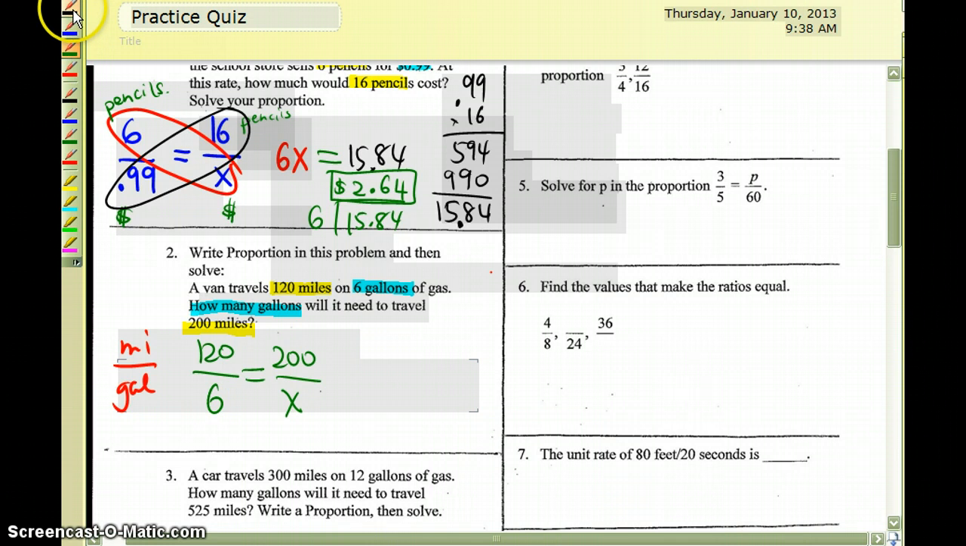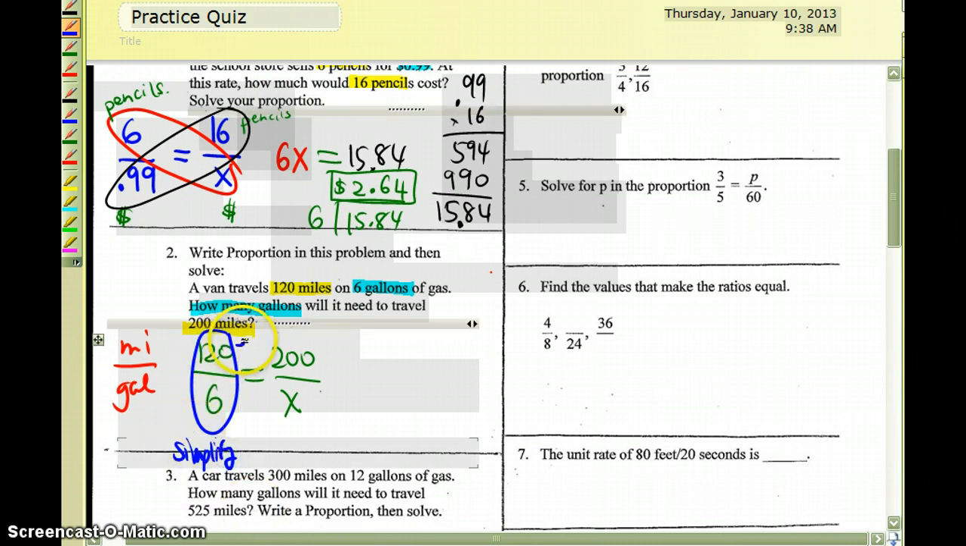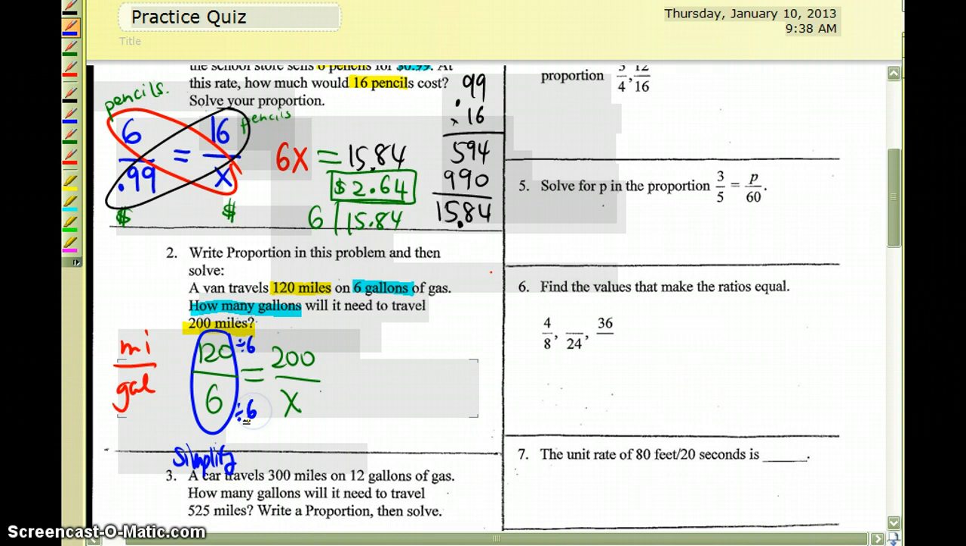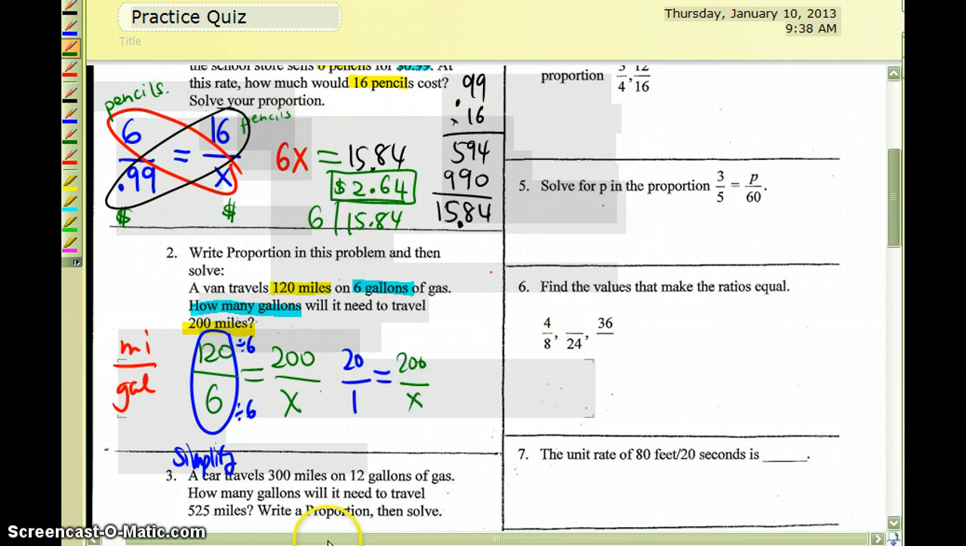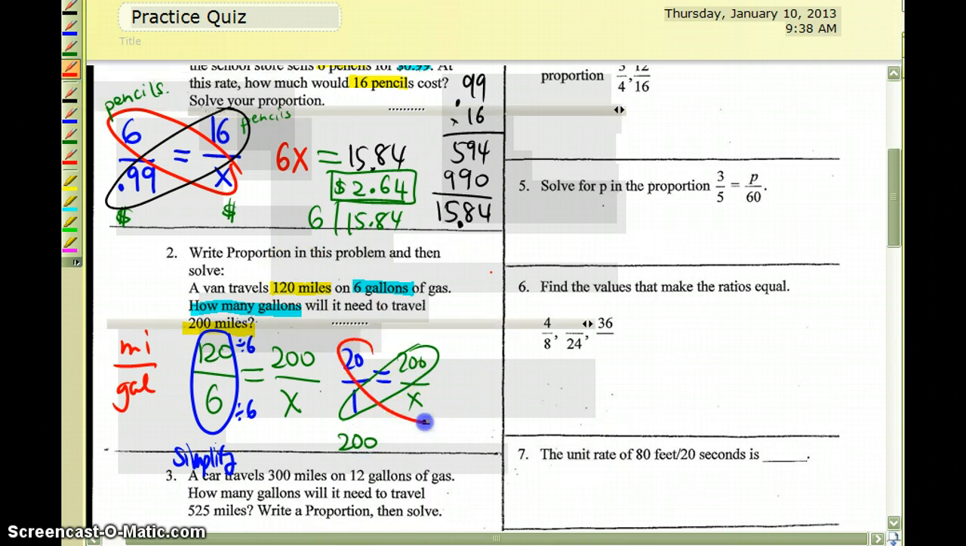From there, I'm going to cross multiply and work out the problem. From right here, though, I do want to simplify this fraction to make the multiplying and dividing easier. If I do that, I can divide both by 6, giving me 20 over 1, okay, equaling still 200 over X. I'm going to cross multiply. 200 times 1 is 200. 20 times X is 20X.